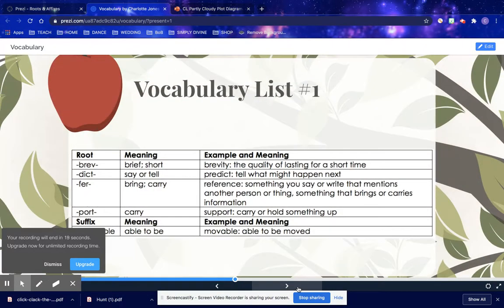Next, we have roots and affixes list number 1. Take a look at this list. You've got 5 root words and affixes to study. Here you have the meaning and an example.